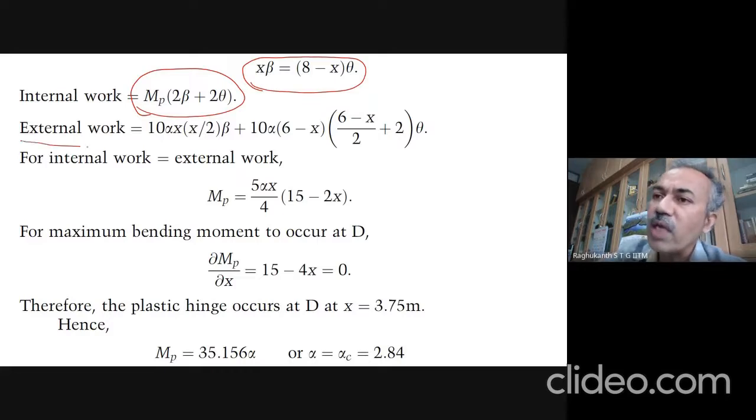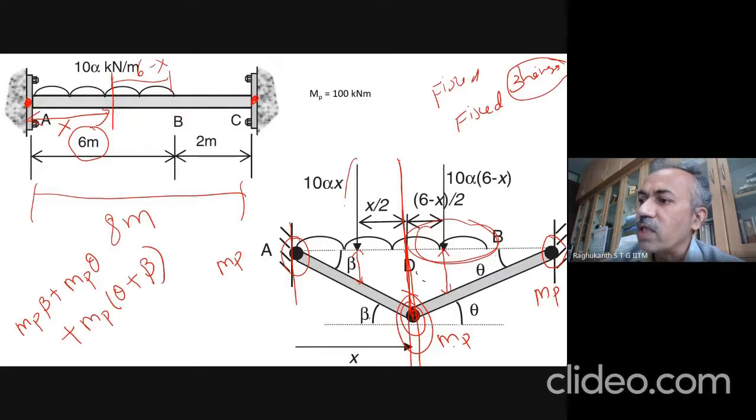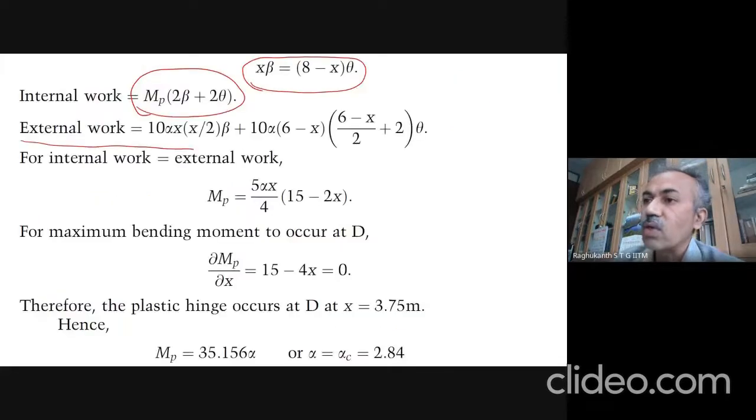Now to find the external work done by the load, 10 alpha x is the load, since you have equated it to a concentrated load. Now you have to find this deflection. This deflection is at a distance of x by 2, so x by 2 into beta. So 10 alpha x into x by 2 into beta is the work done by this load.